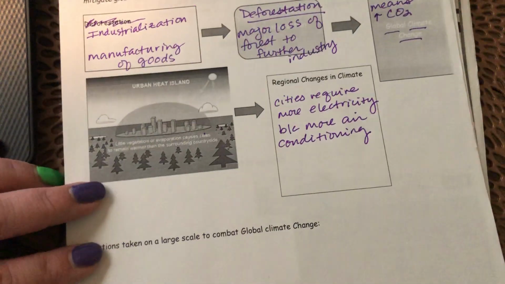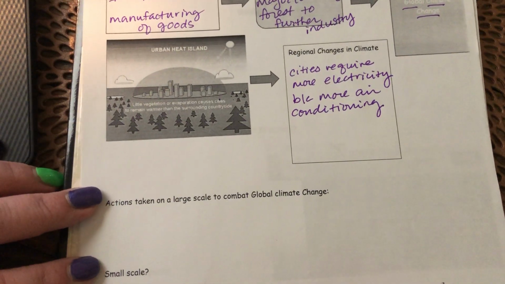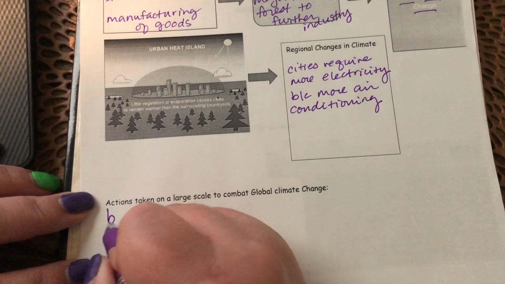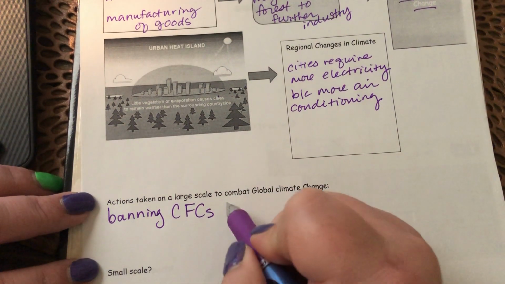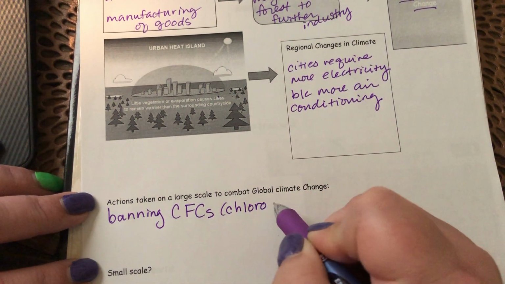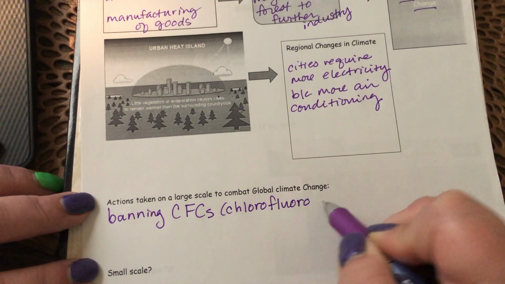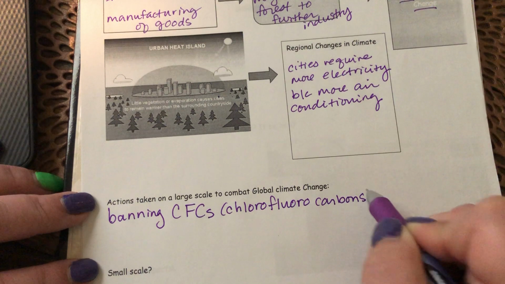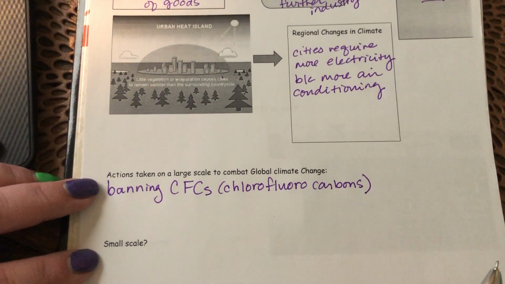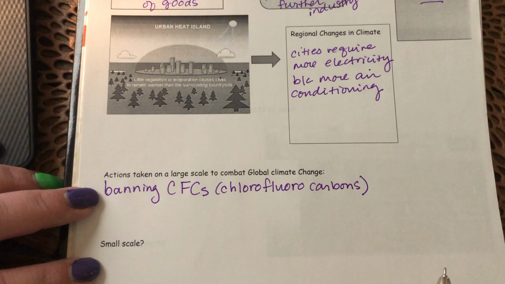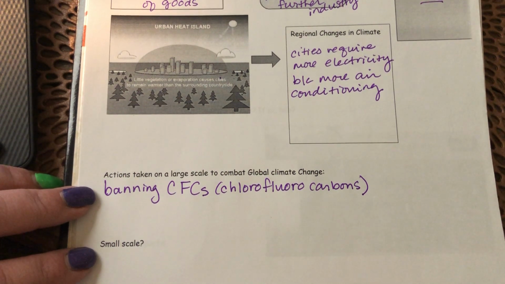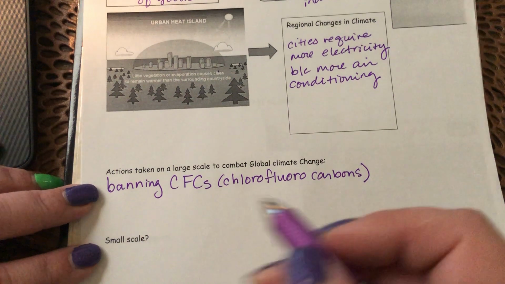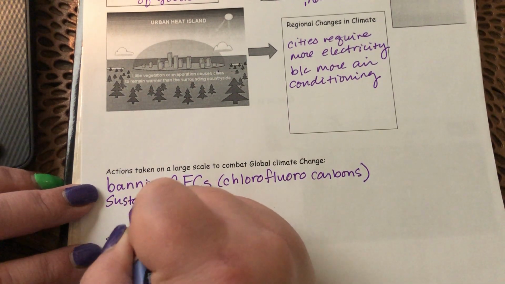Actions taken on a large scale to combat global climate change. So banning CFCs, and I think I've talked about them before, but they are chlorofluorocarbons, and you find them in aerosols, and they were banned. And I apologize. In the 80s, I had big hair, and I am part of the reason why CFCs are banned now, because I probably used so much hairspray that I produced part of the hole in the ozone layer, so sorry for that. We are using more sustainable transportation.